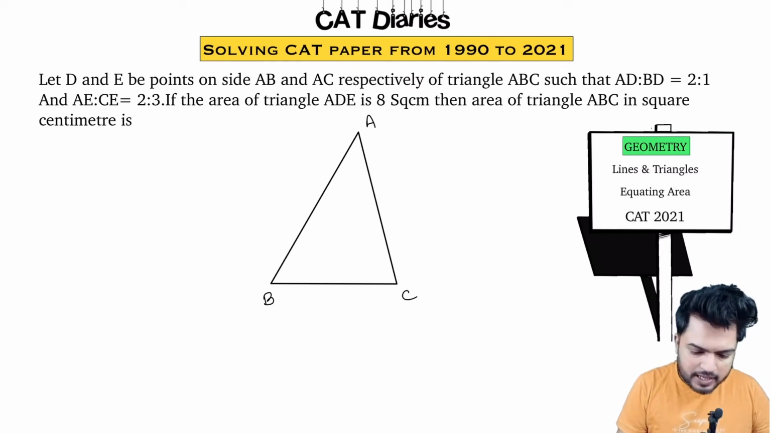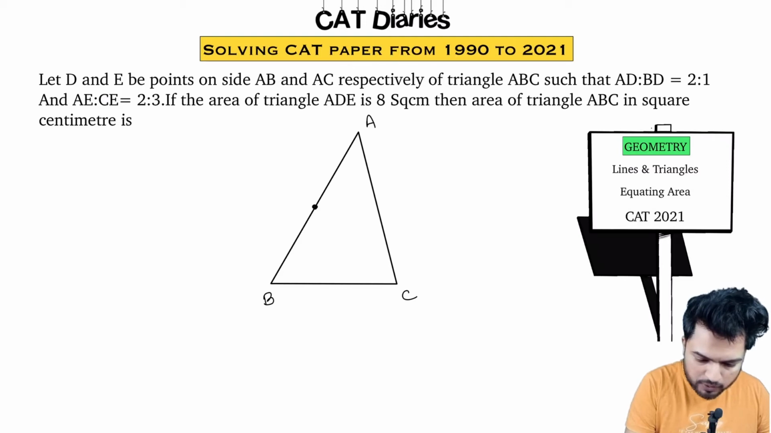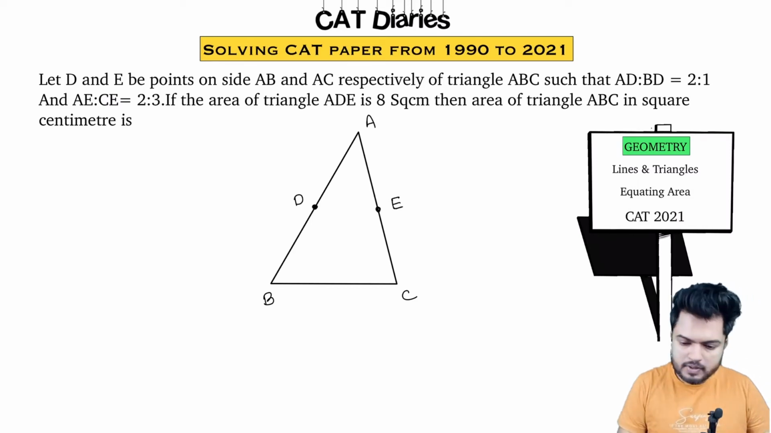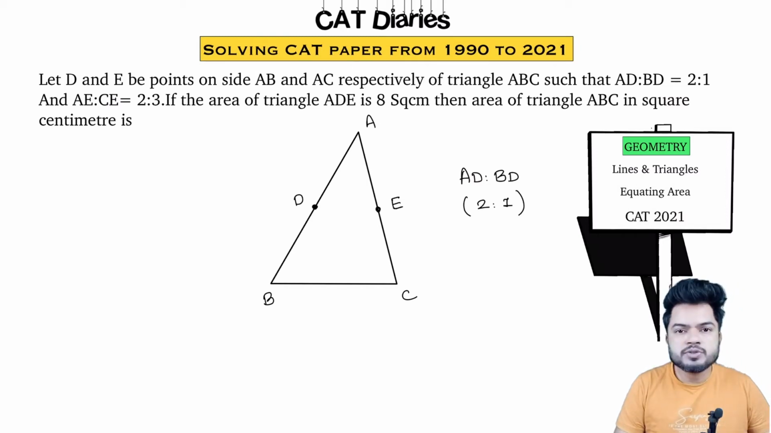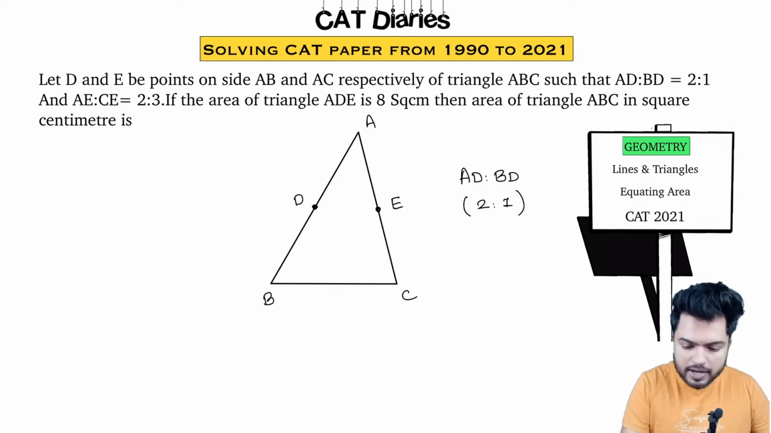D and E are the points on AB and AC. So D is a point on this side and E is a point on AC, such that AD is to BD is 2 is to 1. See, what do you understand from this? This is the ratio. From the ratio, you cannot say the values. So the values could be AD is 2, BD is 1, or AD is 4, BD is 2, or AD is 6, BD is 3.